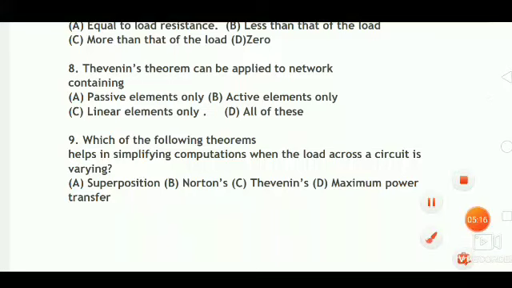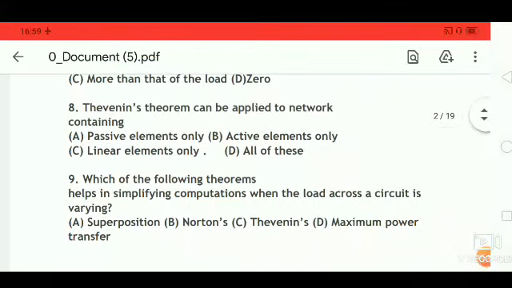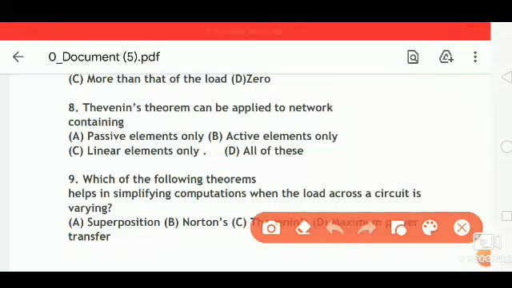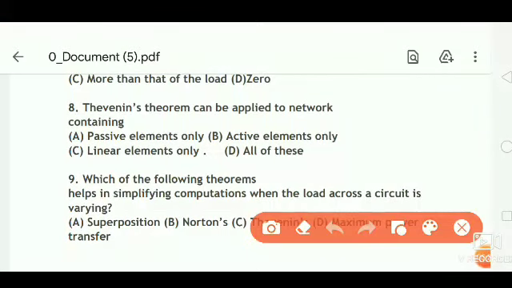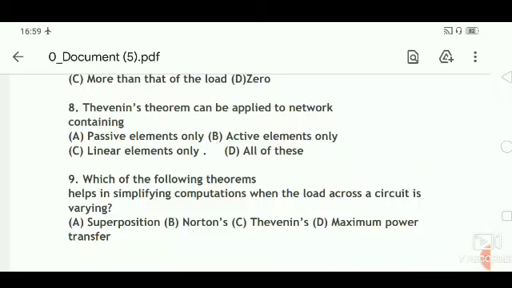Question number 8 is: Thevenin's theorem can be applied to a network containing which of the following: passive elements, active elements only, or linear elements only, or all of the above? Thevenin's theorem is applicable to passive elements, active elements and linear elements. So option D, all of the above, is the answer.